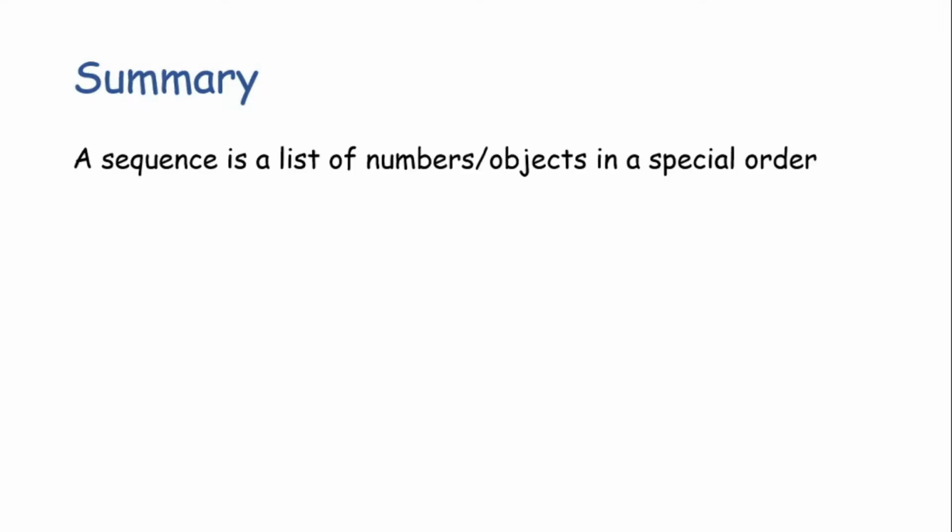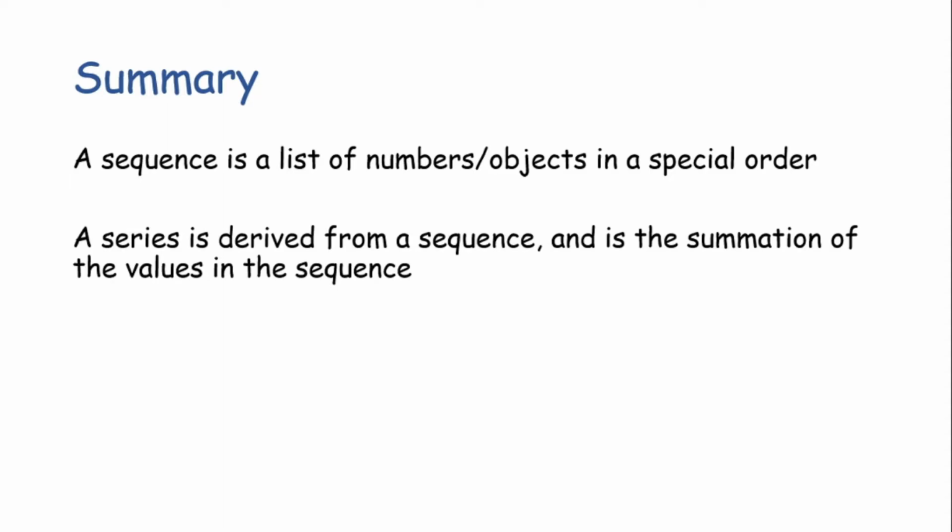Let's quickly recap what we have learned. We know that a sequence is a defined list of numbers or objects in a special order. And a series is derived from a sequence and is the sum of the values in the sequence.